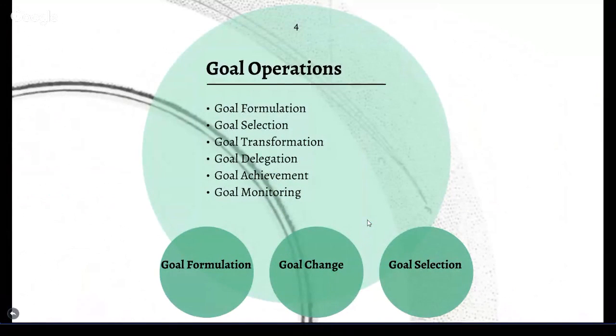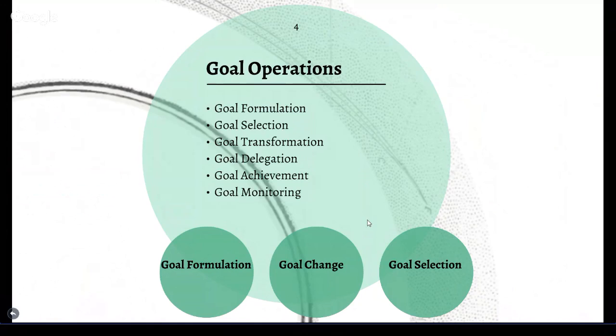Here are a few goal operations which are already implemented and some yet to be implemented in MIDCA. The first one is goal formulation. Goal formulation is when the agent generates its own goals without the help of an external user. The goal selection operation happens when there are more goals to achieve in front of the agent, and it is not in a state to achieve all of those. Then the goal transformation operation happens for several reasons. One reason is the lack of availability of resources, and another might be that some other goal is more important to the agent than the goal it is working on.